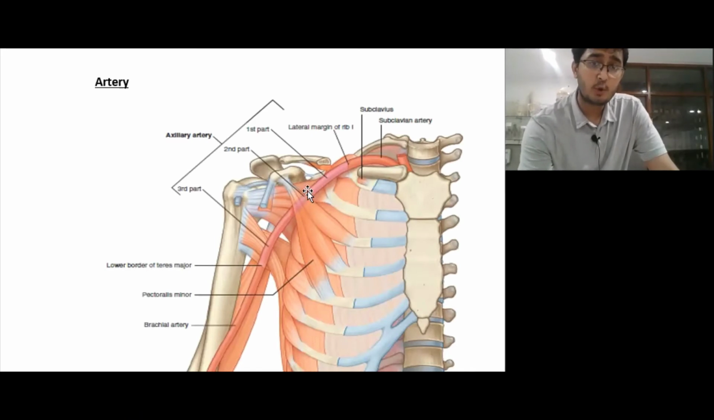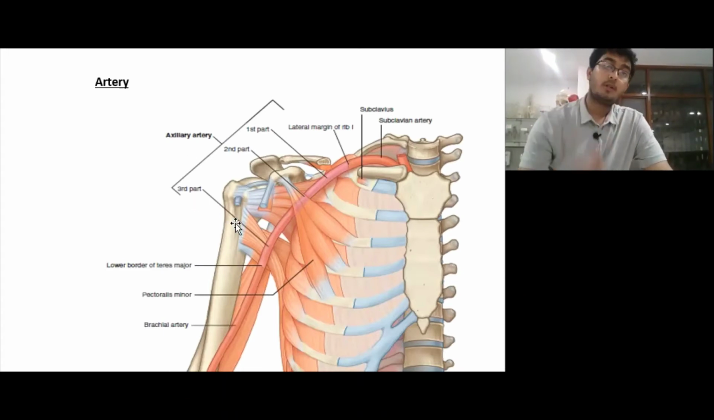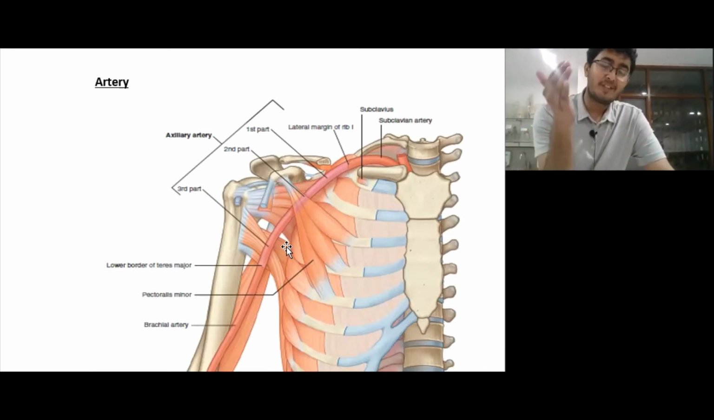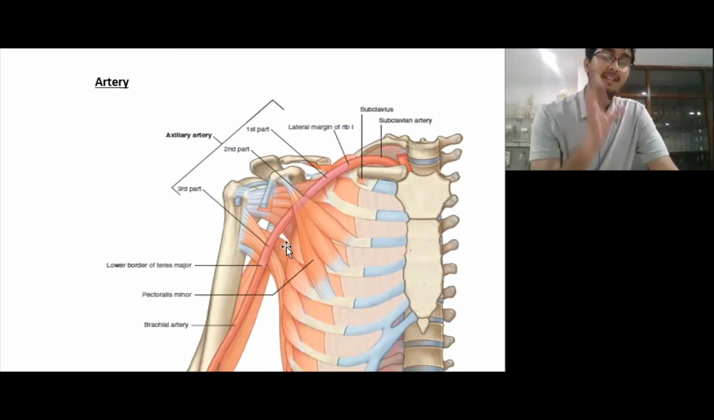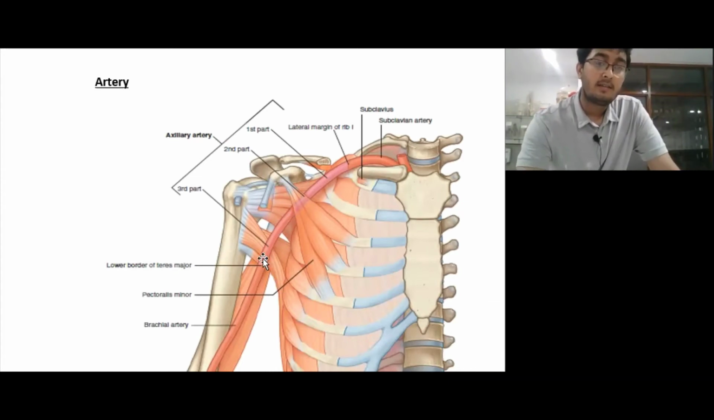The part of the artery which is superior to pectoralis minor is the first part. The part which is just posterior is the second part, and the part of the axillary artery which is just below the pectoralis minor muscle is the third part. So above the pectoralis minor, first part; behind the pectoralis minor, the second part; and just below is the third part. As the axillary artery goes downwards, at the lower border of the teres major muscle, it changes its name to the brachial artery.